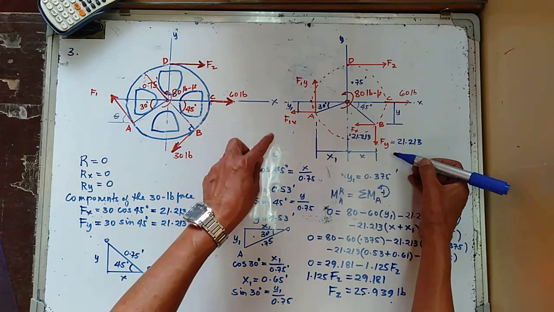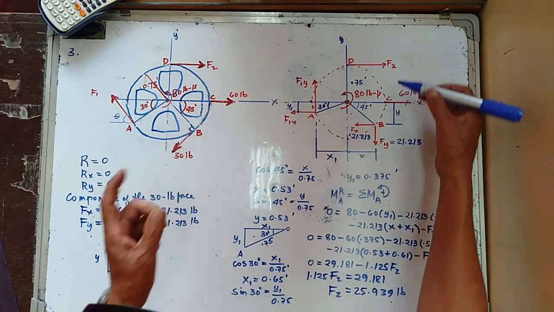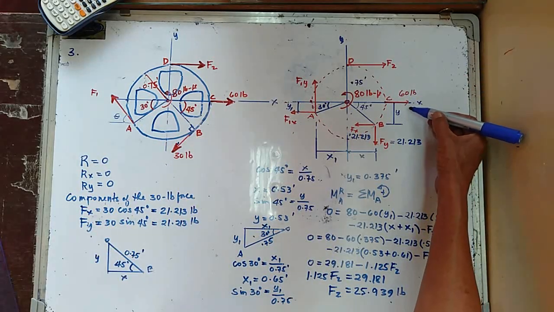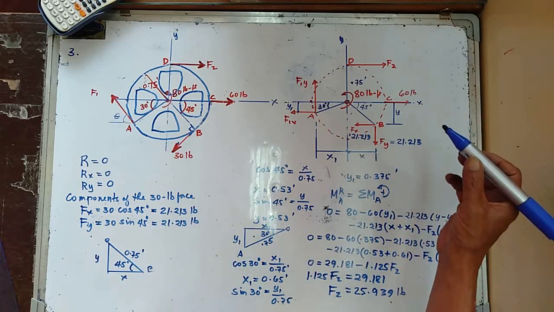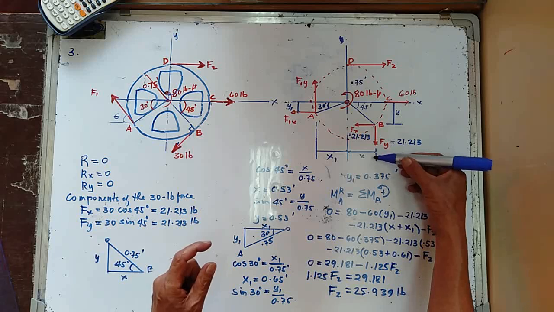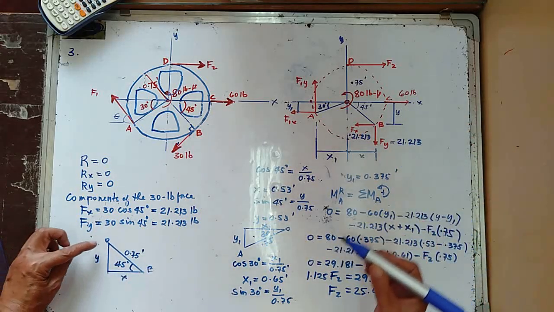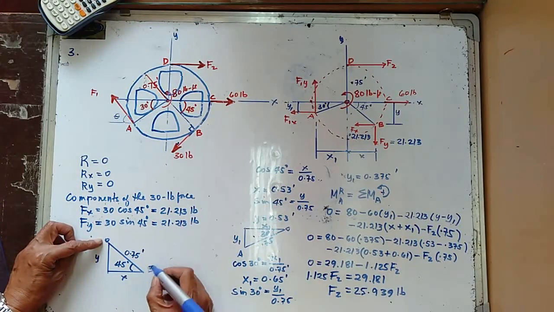So this is your F1x, and that is your F1y. We have F2, the 60 pounds directed along the x-axis at point C. Let us now determine the values of x and y. This is your point O, and this is your point B.